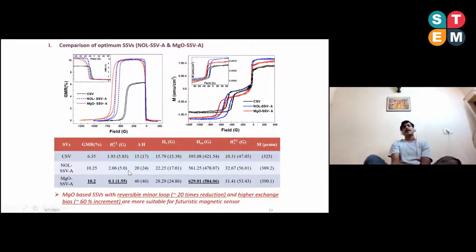This is really required when we think about any kind of system which requires a low hysteresis, basically when we go for linear-based magnetic sensors. And the magnetic measurement also clearly shows the sharp transition in the free layers, along with a large exchange bias, when we do the MgO assessment. So we have seen there is a 20 times reduction, which is almost a reversible MgO SSB, and also a higher exchange bias, more suitable for sensor application.